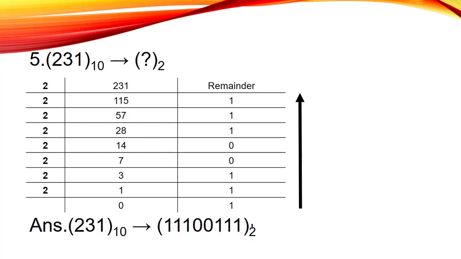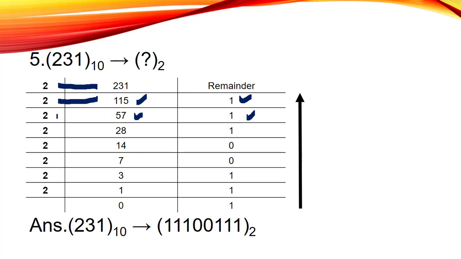The next question is 231 with a base of 10, and we have to convert this to the binary base. For converting this number to the binary base, we have to divide this by 2. So first of all, we divide this by 2. You will get the result as 115, and a remainder of 1 will be generated. In the next step, you have to divide 115 by 2. It will give you a result of 57 and a remainder of 1.